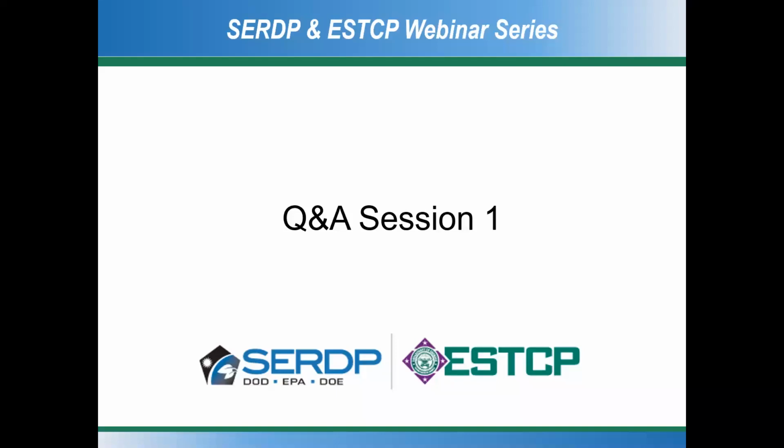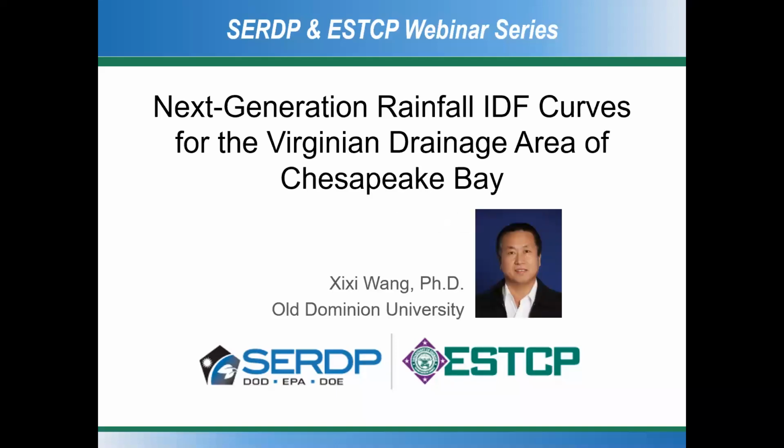At this point, I would like to introduce our second speaker, Dr. Xixi Wang. Xixi is an associate professor of civil and environmental engineering at Old Dominion University in Norfolk, Virginia. Prior to this, he held positions as an assistant professor at Tarleton State University, a research scientist at the University of North Dakota, a civil engineer at Michael Baker Jr., and an assistant professor at Tsinghua University.